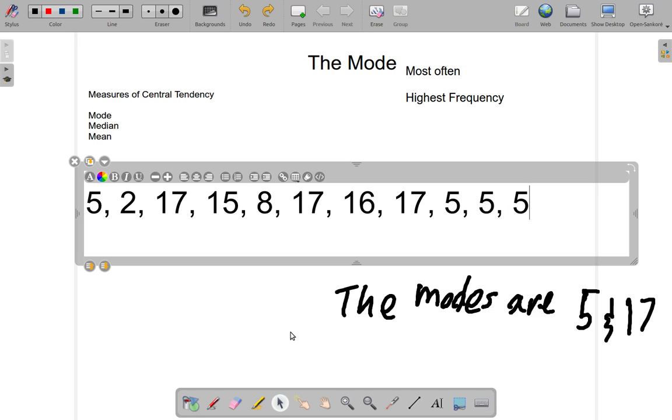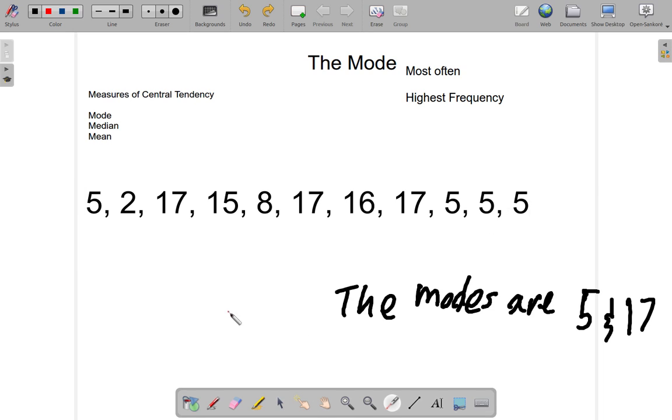Let's do something else. 5. What is the mode? Let me see. We have 5, 1, 2, 3, 4 times. We have 17 three times. Every other number only 1 time. So we're going back to only one mode. The mode is 5. Okay, so the mode is the value that is there more often than the others.